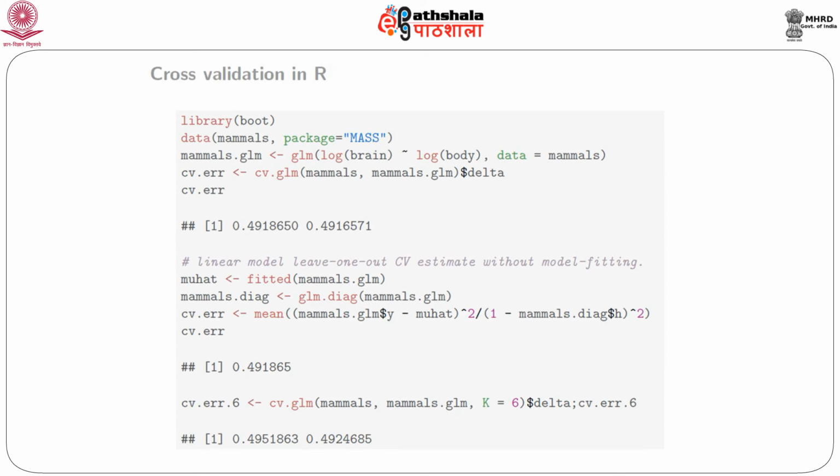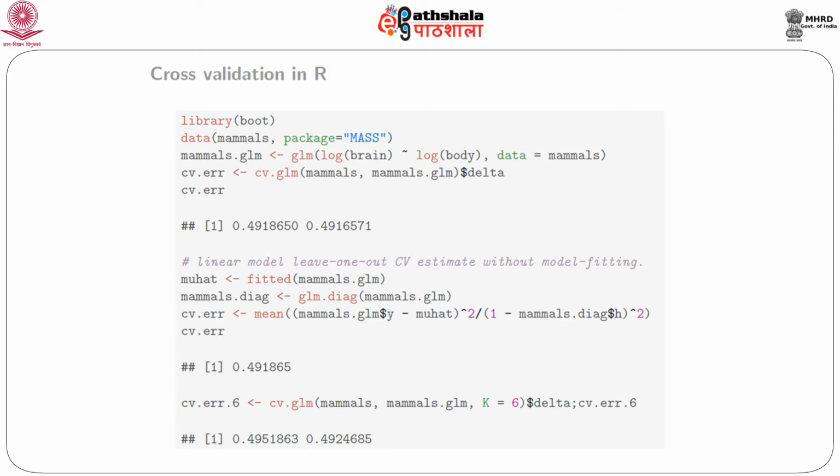The CV can be well implemented using many functions in R. There are a lot of packages which implement different variants of cross validation. Here we would just be showing a couple of cross validation examples using the boot package. We first call the library boot to load the package. We would be using as an example the mammals data from package MASS, and we fit a GLM, which is mammals.glm, log brain explained by log body, data equal to mammals.